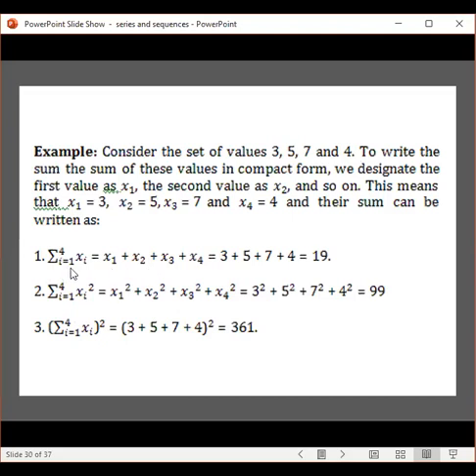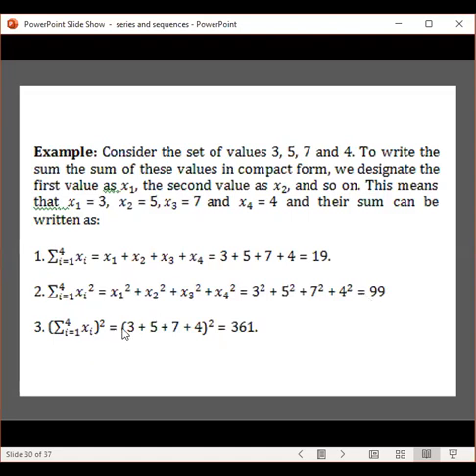Take note, our index started with 1. So we start with x sub 1. So adding all those values, you get 19. 3 plus 5 plus 7 plus 4, you get 19. Also, we have here the summation of x sub i squared, where i is from 1 to 4. So that is x sub 1 squared plus x sub 2 squared plus x sub 3 squared plus x sub 4 squared. So we square x sub 1. Our x sub 1 is 3. So 3 squared plus 5 squared plus 7 squared plus 4 squared, we get 99.